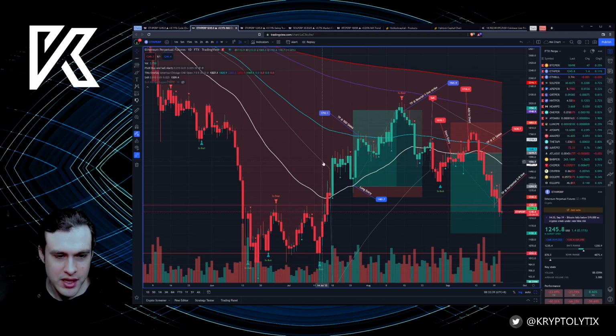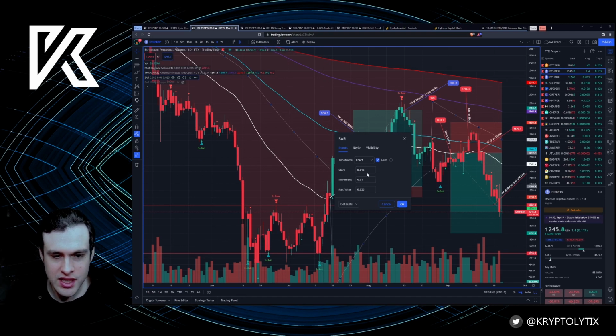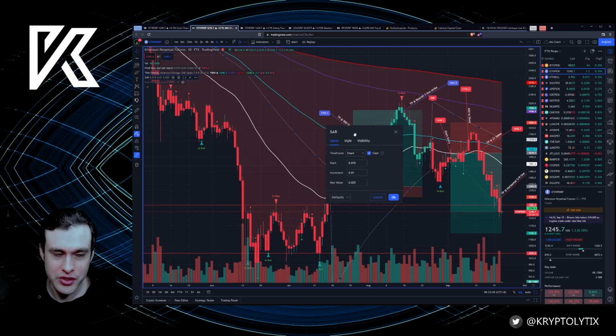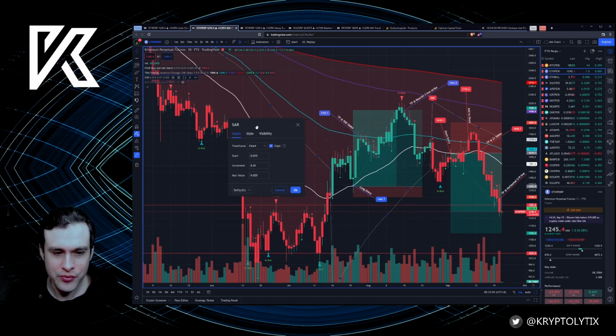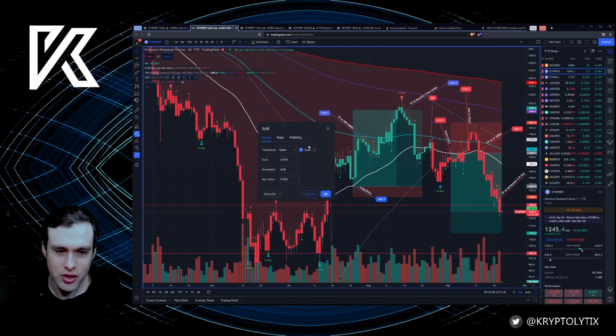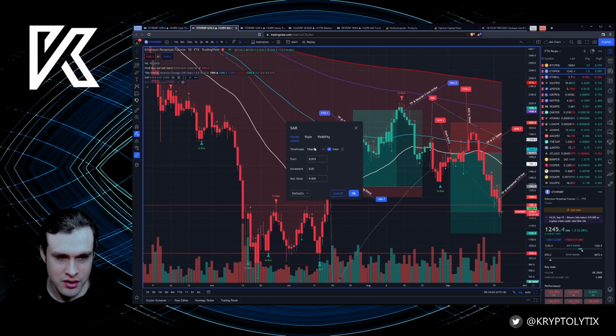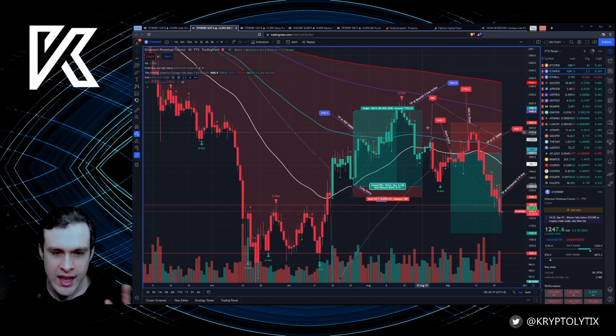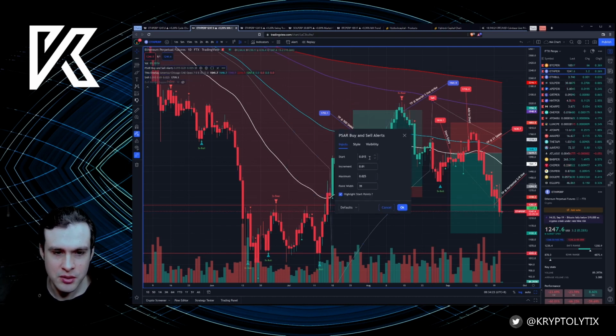So you add the PSAR, and here are the settings. They are different to the stock settings, and this only works on Ethereum on the daily. You can try it on other charts if you want, but from what I've seen, it works best on Ethereum on the daily. So the settings are: start is 0.015, 0.01 for increment, 0.025 for max value. I'm going to put these values down below. Please copy these and put these in both this and the Kryptolytix Parabolic SAR buy and sell alerts.